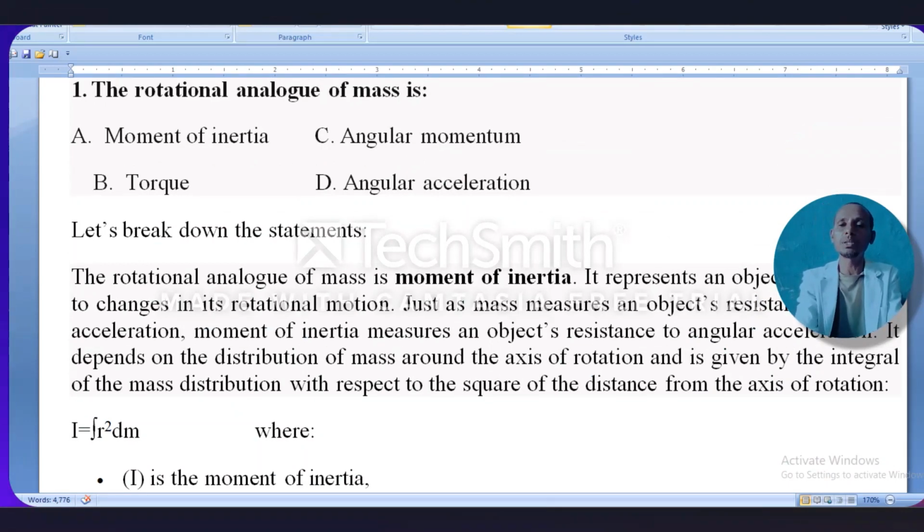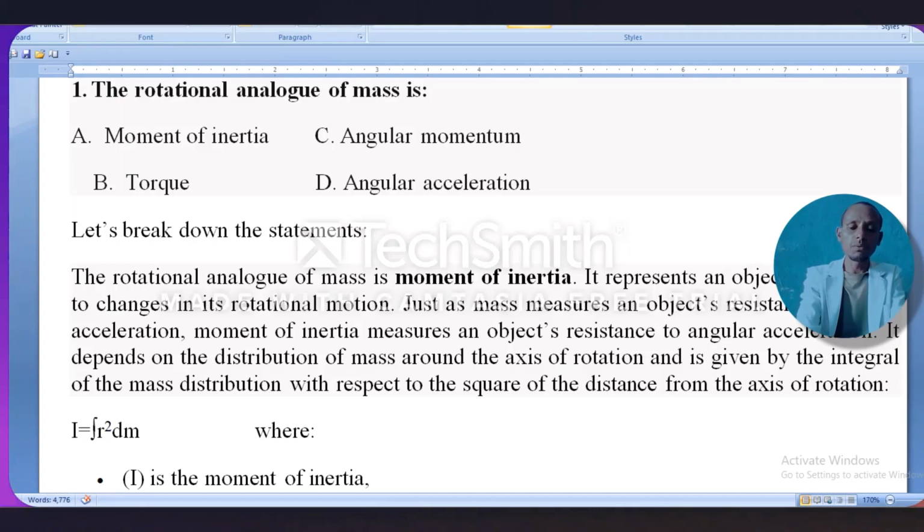It represents an object's resistance to change in its rotational motion, just as mass measures an object's resistance to linear acceleration. Moment of inertia measures an object's resistance to angular acceleration. It depends on the distribution of mass around the axis of rotation and is given by the integral of the mass distribution with respect to the square of the distance from the axis of rotation.